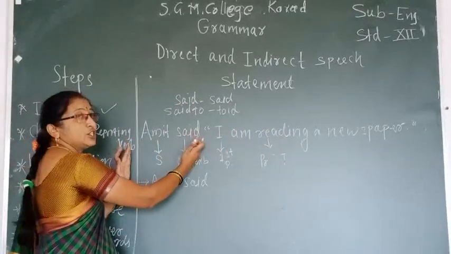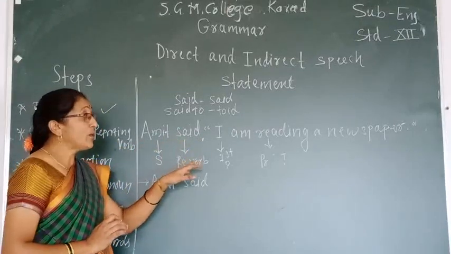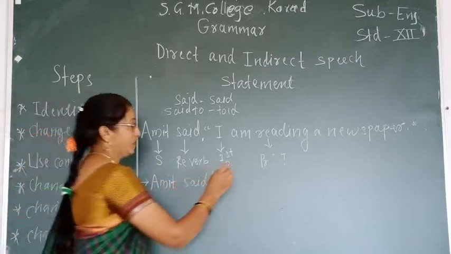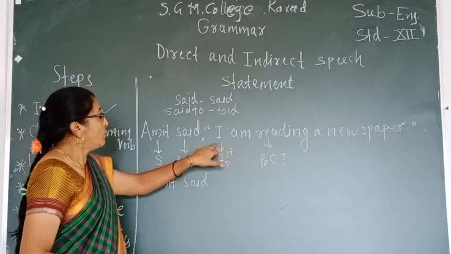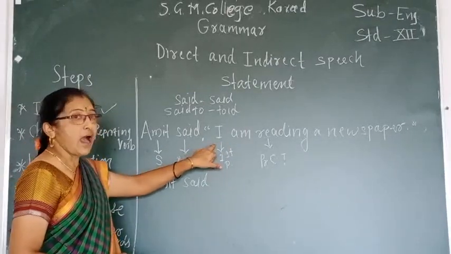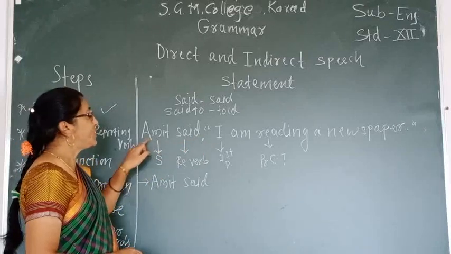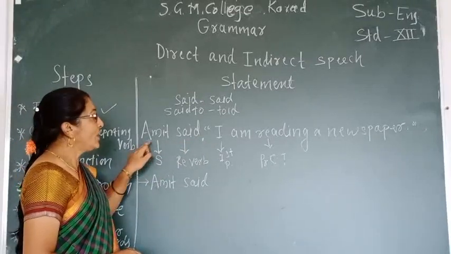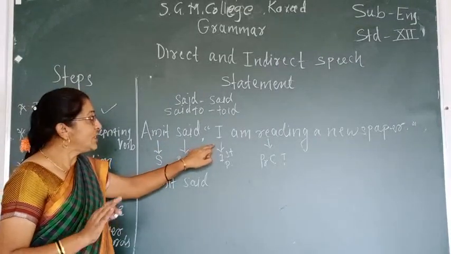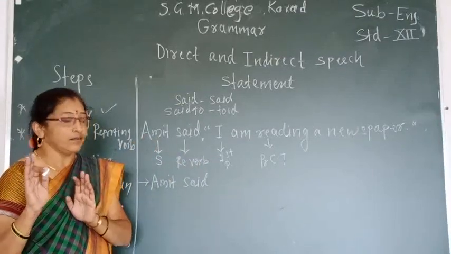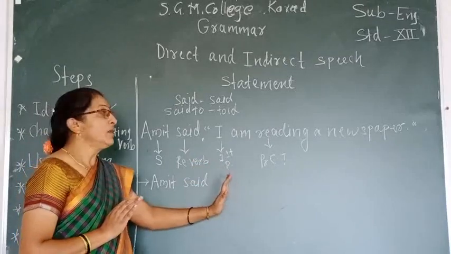And Amit said is the reporting clause. These two clauses are important for our tense and pronoun changes. Now see, the first person pronoun is I. I is used for the subject Amit. So first person or second person pronoun is changed to third person in indirect speech. So we will use the pronoun he.